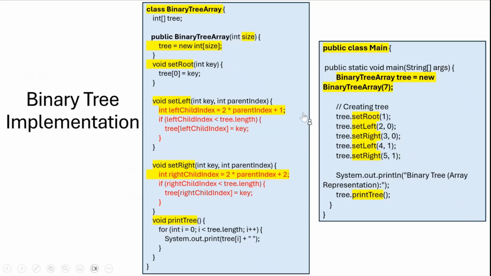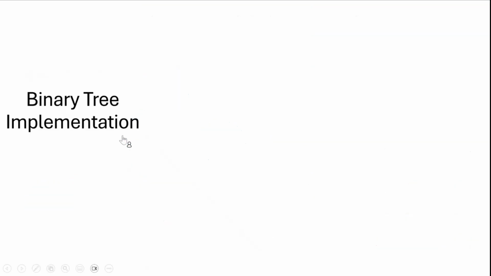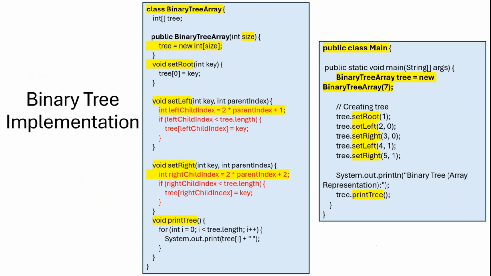So when we call set root, initially it will create a node 1 at the 0th index. And for the 0th index node, it will add the value 2 on the left side and the value 3 on the right side using this index calculation for left and right. And it will give the same tree as we saw in the previous slides. So this was the basic implementation of a binary tree using a class and an array, just to understand the tree structure.